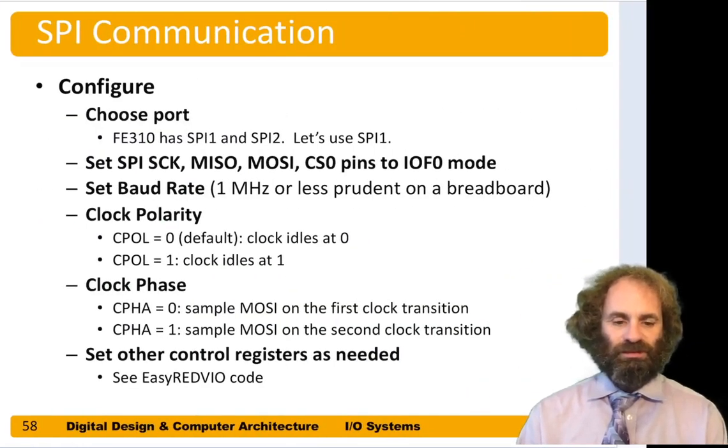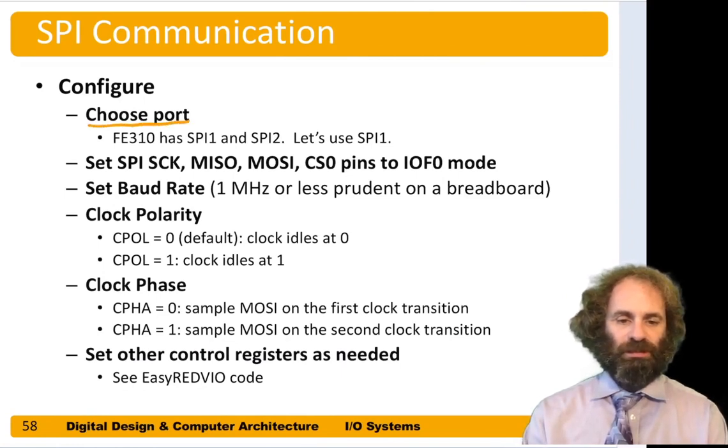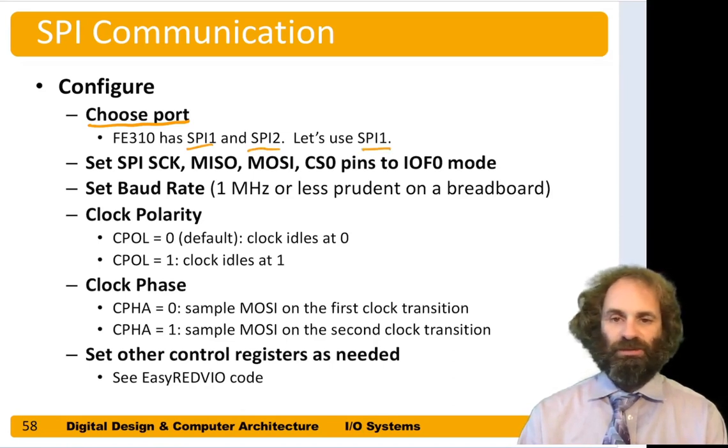So in general, to set up SPI communication, first you need to decide which SPI port you're working on. So our chip, the FE310, has two SPI ports, SPI1 and SPI2, and let's use SPI1 just for the sake of concreteness. There's actually an SPI0 as well, but that one is used for communication with the program memory flash chip, so it's not available to us for peripherals.